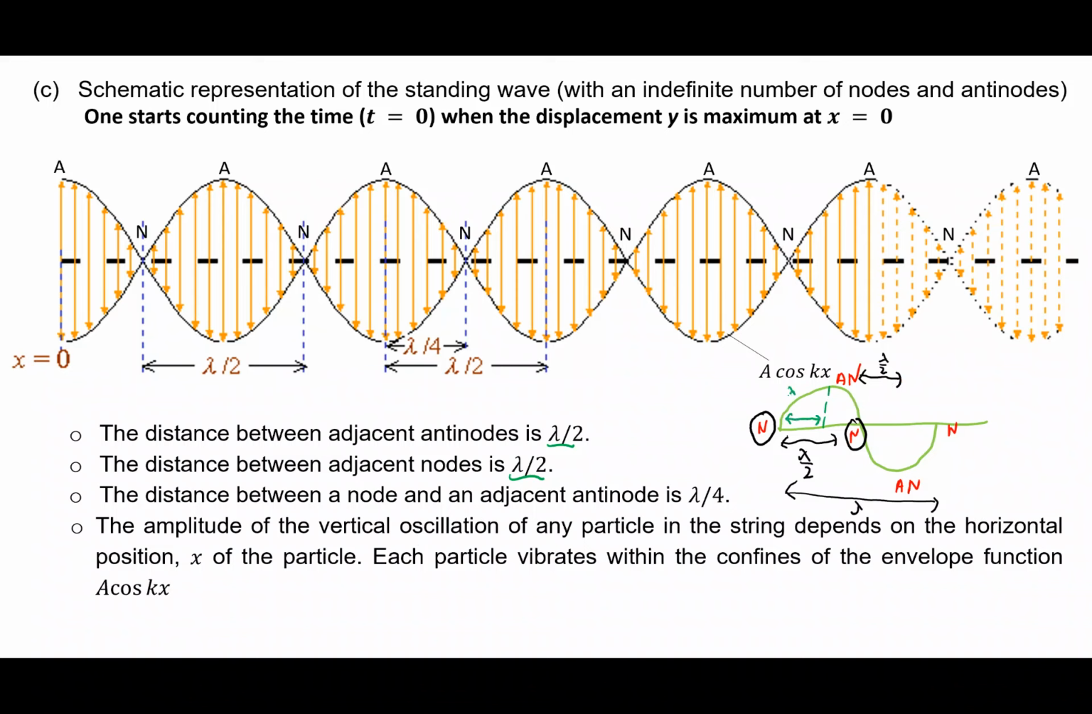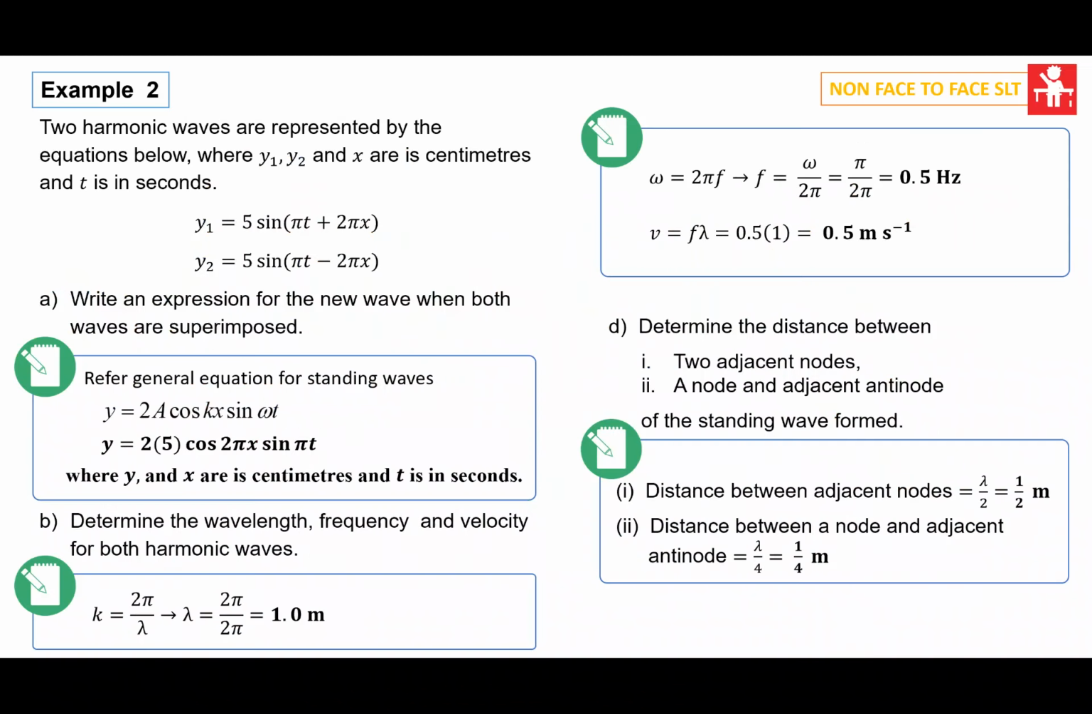So it will be lambda per 4. Okay, so the amplitude of the vertical oscillation of any particle in the string depends on the horizontal position x. This is what we discussed earlier, but this one is very important. So you have to know, the distance between nodes to nodes is lambda per 2. Antinodes to antinodes is lambda per 2. From nodes to antinodes will be lambda per 4.